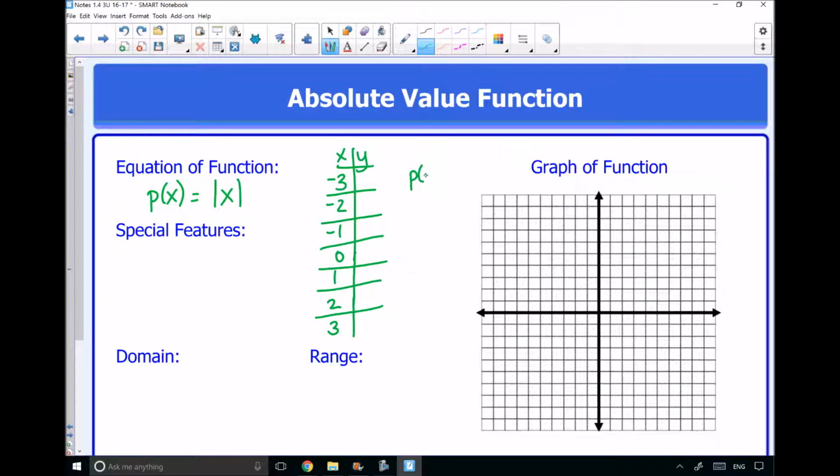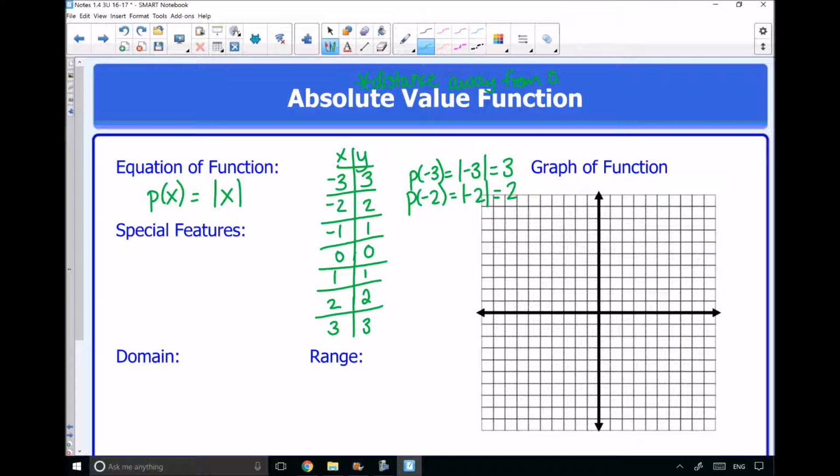If I were to do the absolute value of -3, I end up getting just 3. If I were to take the absolute value of -2, I get 2. Don't forget, the absolute value is the distance away from 0 on the number line. So -3 is 3 steps away from 0. -2 is 2 steps away from 0. -1 is 1 step away from 0. And I can just keep going with that. 0 is right on 0, so there's no distance for that. 1 is 1 step away from 0, 2 is 2 steps away from 0, and 3 is 3 steps away from 0.